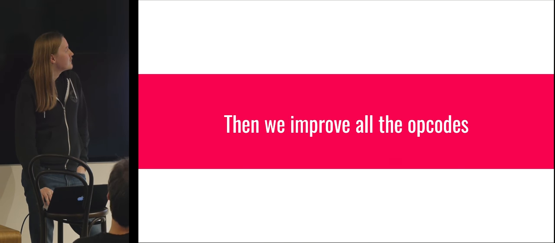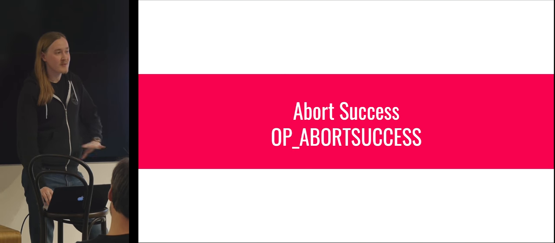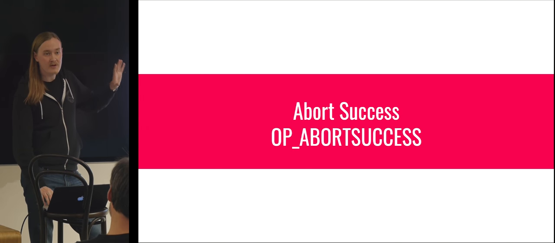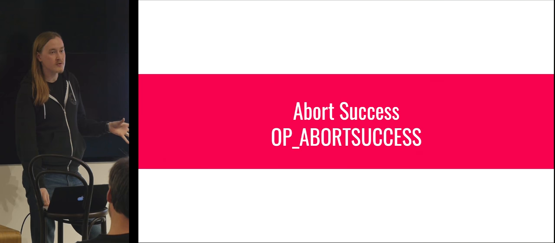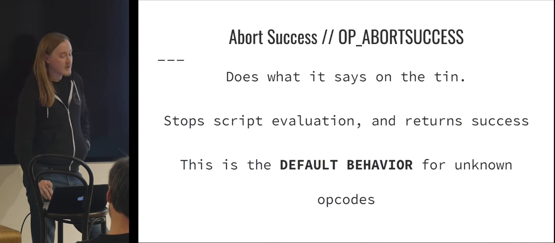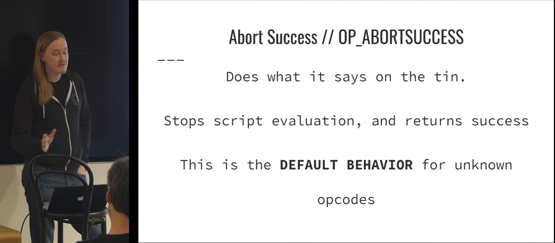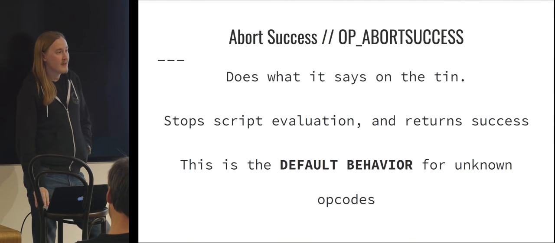All right, so we're going to improve all of the opcodes that we're keeping and a bunch of them that we're not. I talked about abort success earlier. We're going to have an opcode that will always be abort succeed. So you can always just return a script success at any point in the script if you want to. It does what it says on the tin. It stops script execution, it returns success, and this is the default behavior for unknown opcodes so that we can upgrade them in the future.